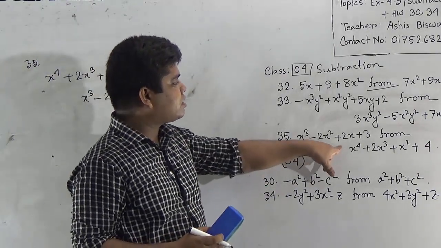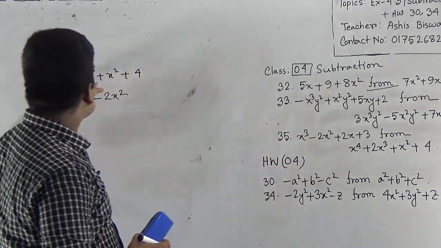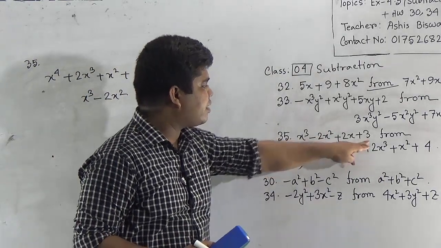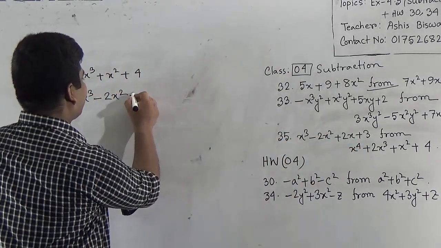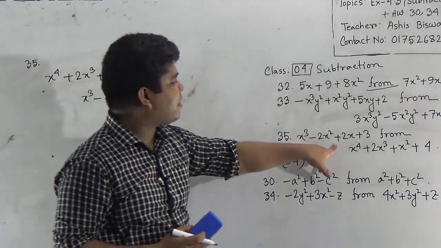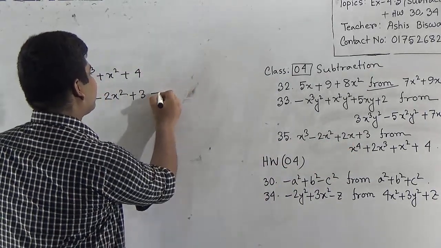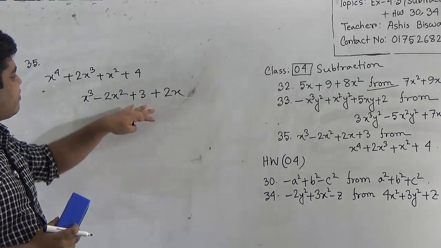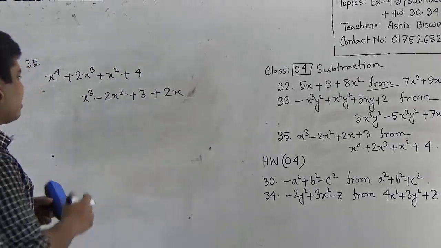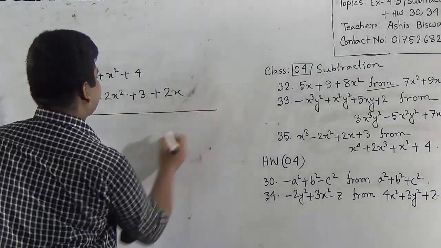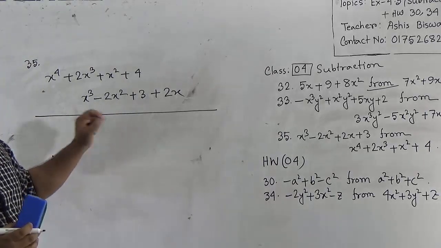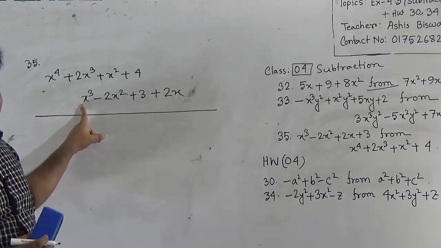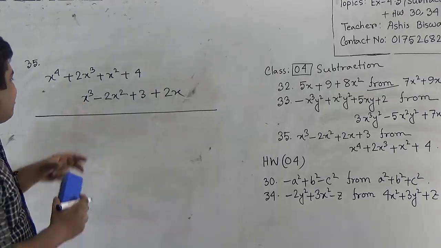Here plus 2x is absent in the second expression. So we need not write first, then we write plus 3. And this left plus 2x is written here. I hope you have understood how to record the first expression. Okay? As per the rules of subtraction, we shall change the sign. That means plus sign will be minus sign and minus sign will be plus sign.